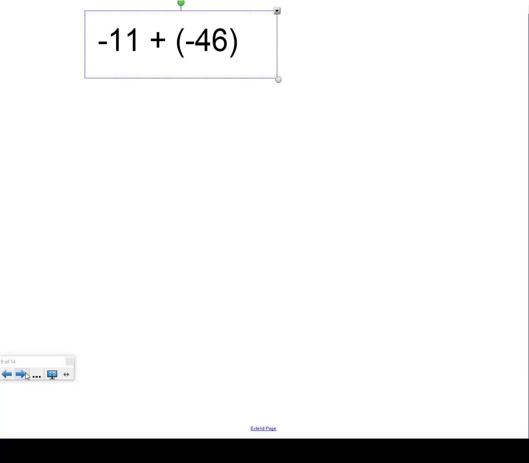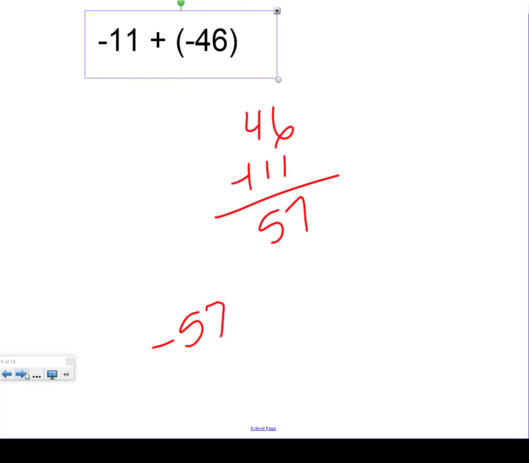Okay. Signs are the same. We're going to add and keep the sign. Keep the sign. The sign was negative, so it's going to be negative 57. Good.